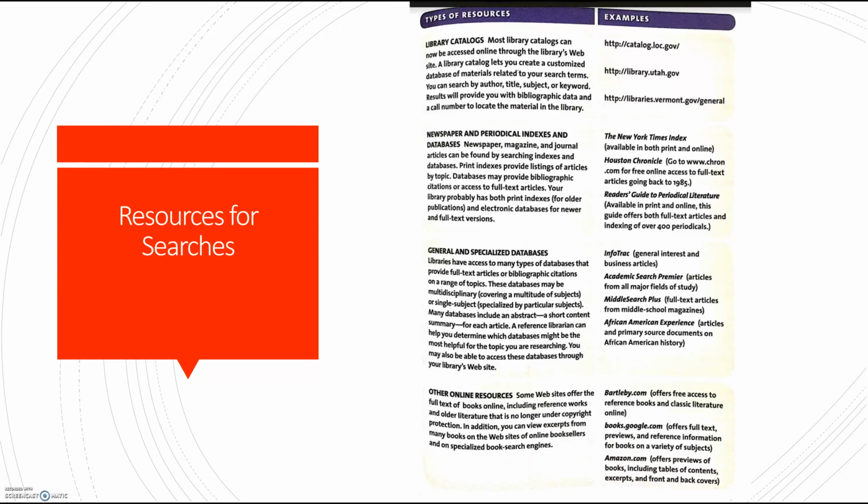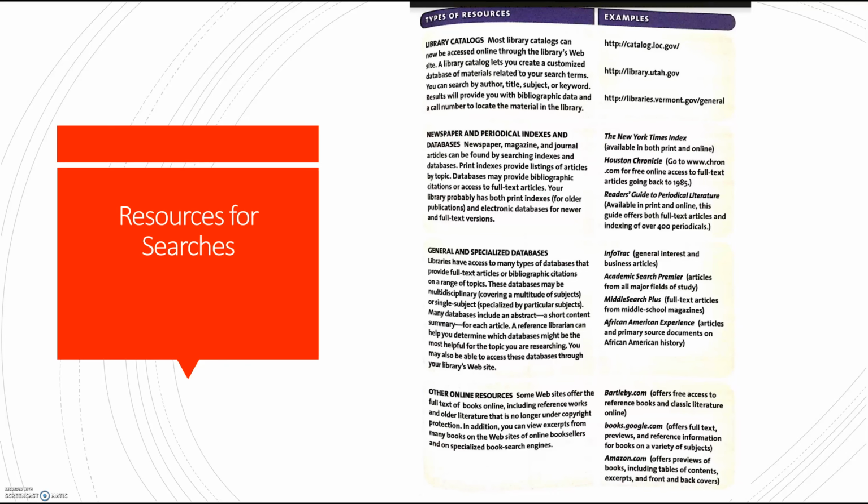So types of resources, we have library catalogs, newspaper and periodical indexes and databases, general and specialized databases, and other online resources. If you look next to the types of resources on the right, you will have examples of those. Library catalogs are what you will use most when you go to university. Manor Hall does have a library catalog, but we do not have access for secondary students. It doesn't really have the resources for us.